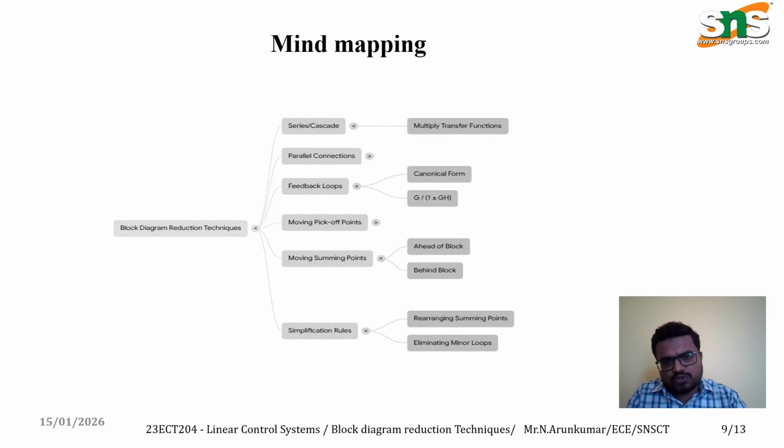Mind mapping. Here we are using a lot of additional systems based on this mind mapping technique. For example, the feedback loop is formed based on the canonical form or transfer function G divided by 1 plus GH. And next one is moving the summing point ahead of the block or before the block. Based on the number of rules and regulations, it changes.